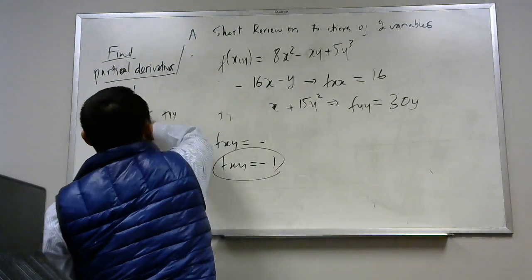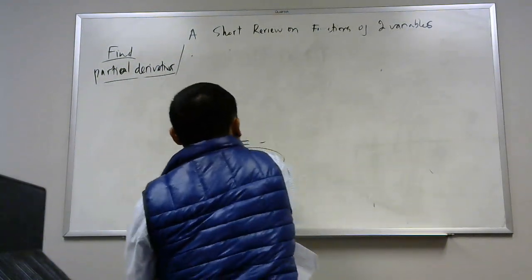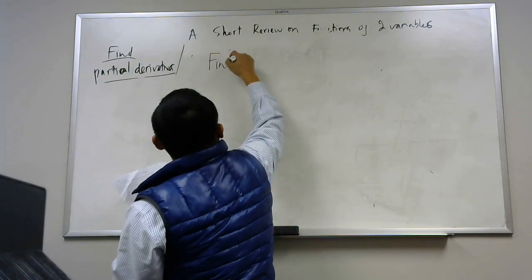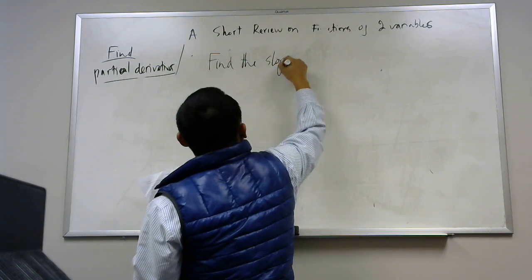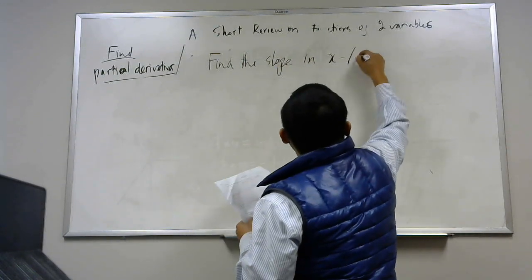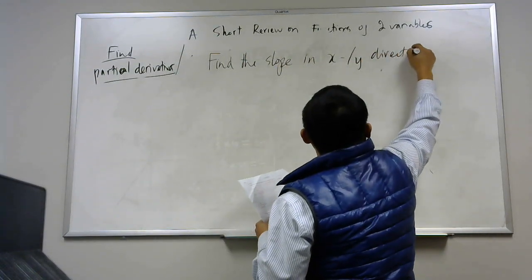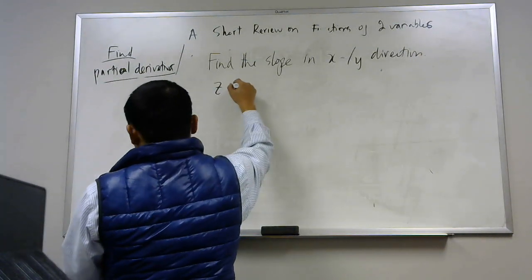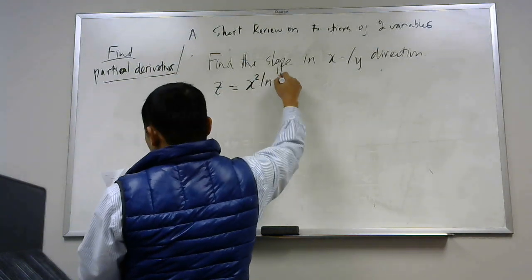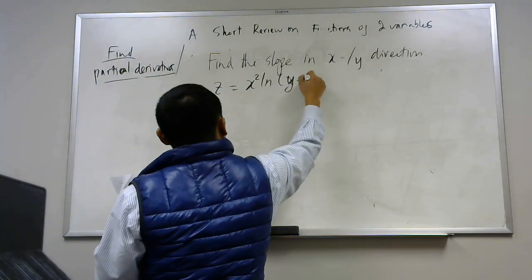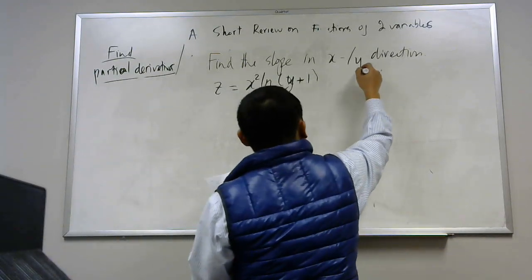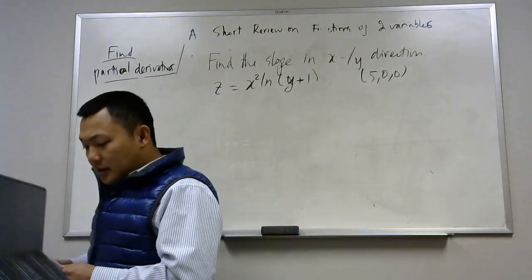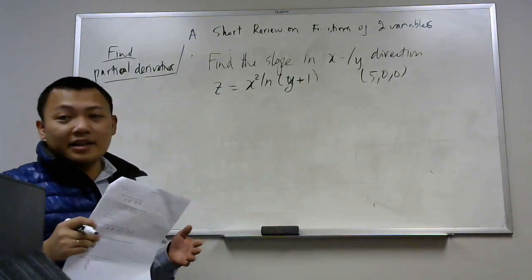Next, find the slopes in x or y direction. Find the slope in x or y direction. The function is z equal to x squared ln of y plus 1. Okay, and they give us the point 5, 0, 0. So what is the slope in x and y direction?